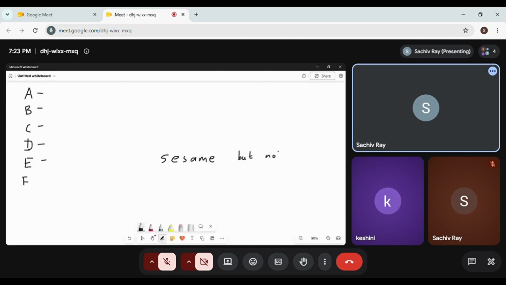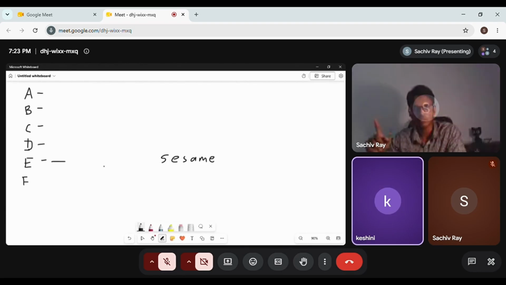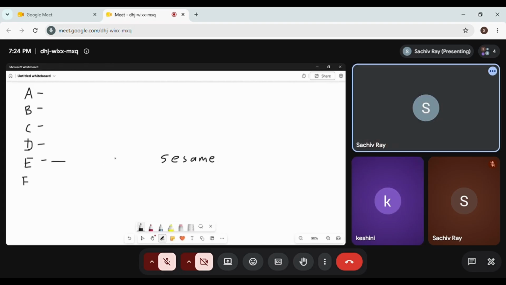For E, you write farmers who cultivate only sesame. For F, you write farmers who do not cultivate any of the crops. None of the above. Farmers who do not cultivate any of these three crops.